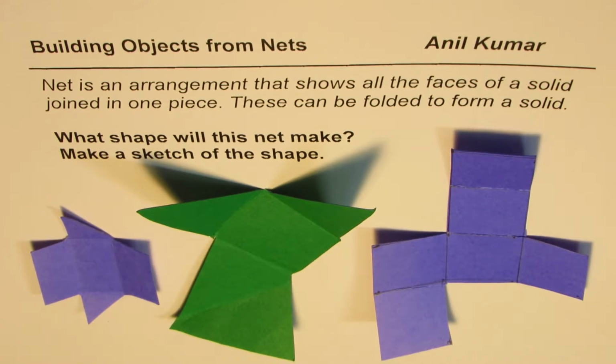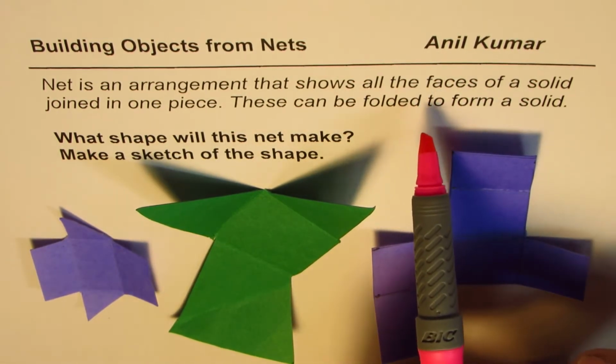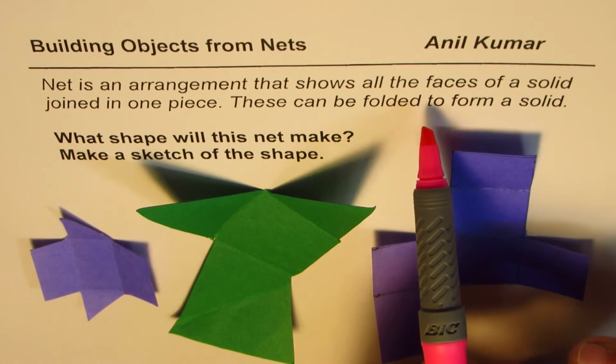Now, what are nets? I've written the definition very clearly here. We'll follow and understand this definition, and then we'll have a small exercise at the end. The definition of the net is that a net is an arrangement that shows all the faces of a solid joined in one piece. These can be folded to form a solid. So there are two parts of this definition. Both of them are extremely important.